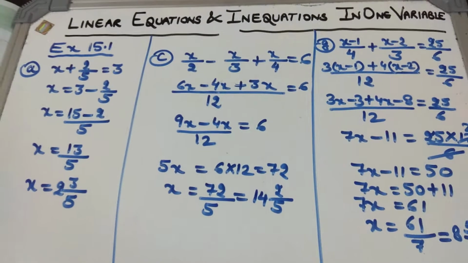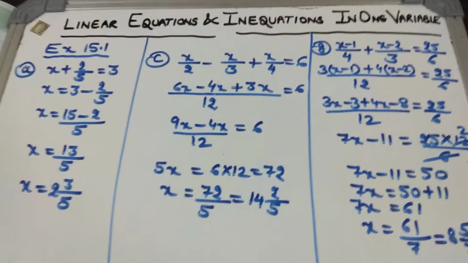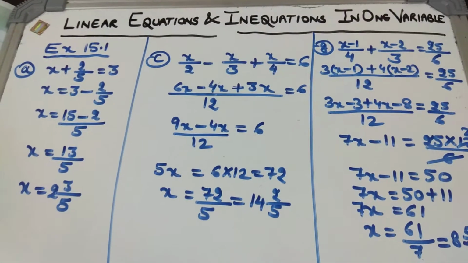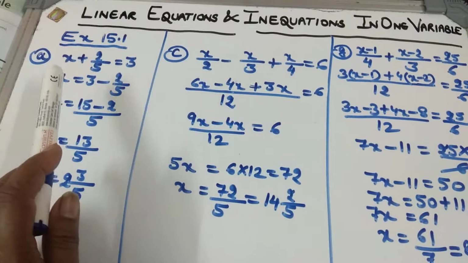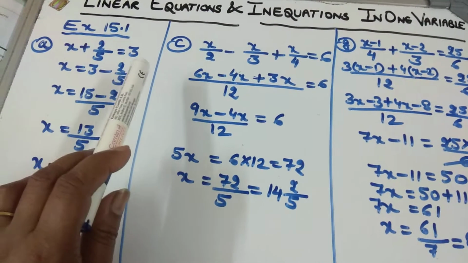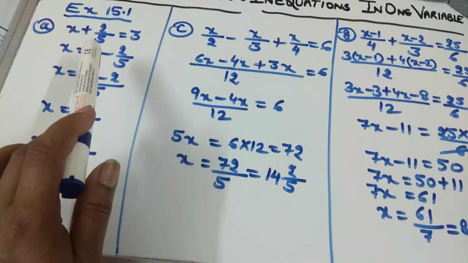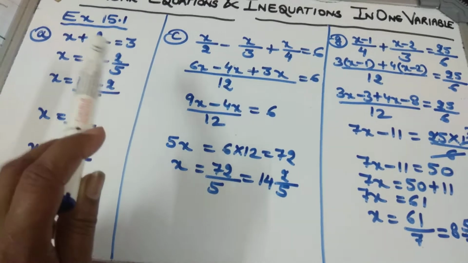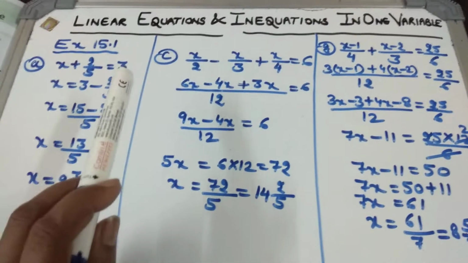Now, first and foremost, what is an equation? A linear equation means you can write an equation in one variable. For example, this equation: x plus 2 upon 5 equals 3. This is an expression which has a left hand side and a right hand side, and this is called an equation. And how to solve, we will learn it now.